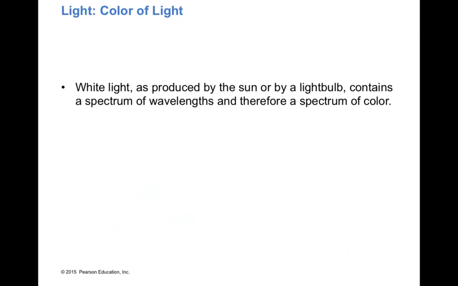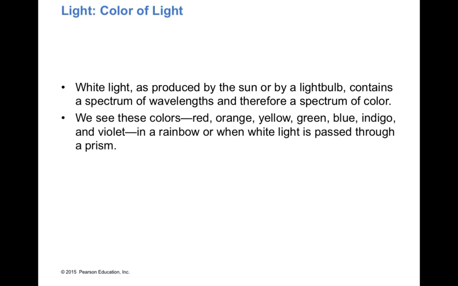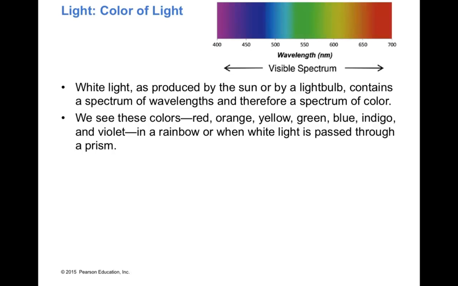The color of light. White light, as produced by the sun or by a light bulb, contains a spectrum of wavelengths and therefore a spectrum of color. We see these colors, the red, the orange, the yellow, the green, the blue, the indigo, and the violet in a rainbow, or when white light is passed through a prism. This is known as the visible spectrum.